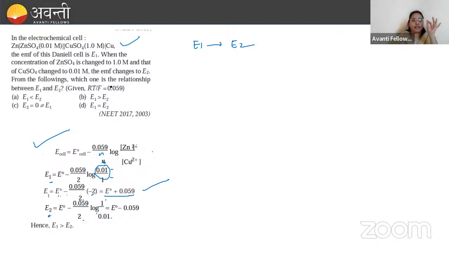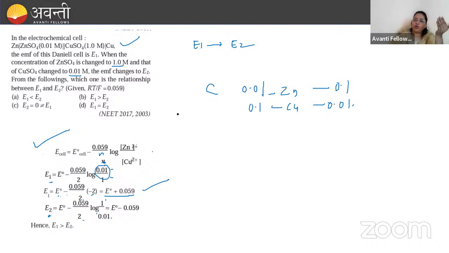Here we were shown that when the concentration of ZnSO4 becomes 1 and that of CuSO4 becomes 0.01, we had to change the concentration. The first time we had to take concentrations of 0.01 for zinc and 0.1 for copper. Secondly, change this: take 0.1 for zinc and 0.01 for copper. Change this, call this E1 and the lower one E2.